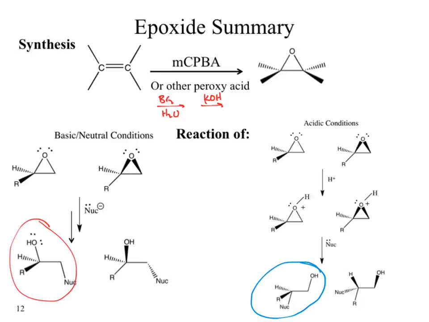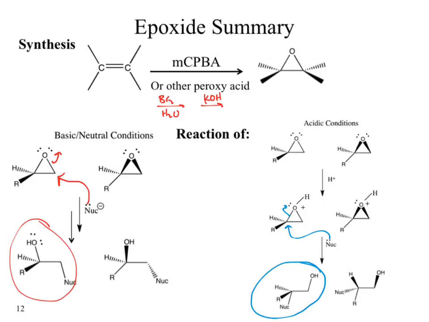The nucleophile attacks a different carbon of the epoxide. Under basic conditions, our nucleophile attacked the least substituted carbon. Whereas under acidic conditions, where did our nucleophile attack? The most substituted. So our epoxide can allow us to get some pretty interesting chemistry coming out of it, depending on what conditions we run under.